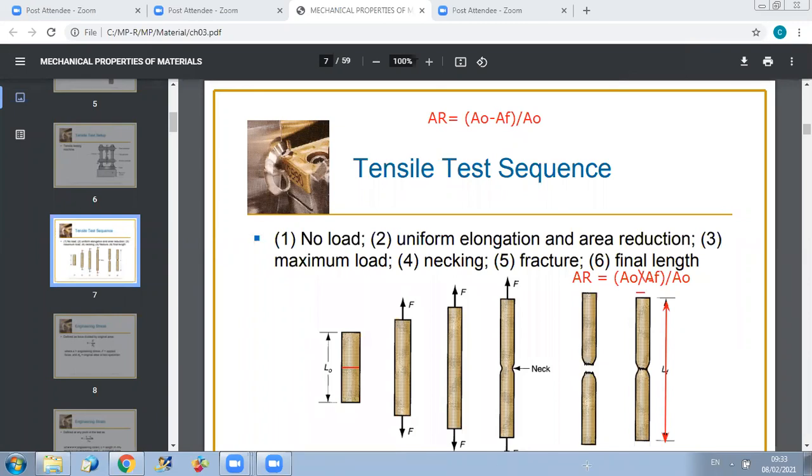This is A0 in the figure, you do a cut here. If it's, let's say, a circular cross-sectional area, they will give you the initial diameter of the specimen, so you can calculate this area, and they will give you the final diameter here, so you can calculate A final. Okay? So let us continue.